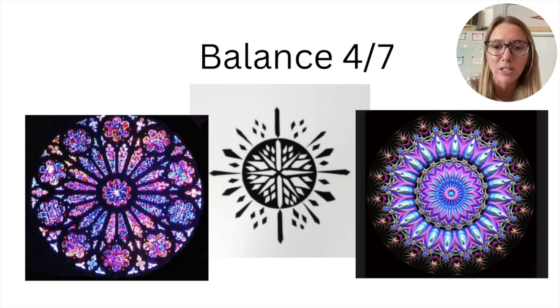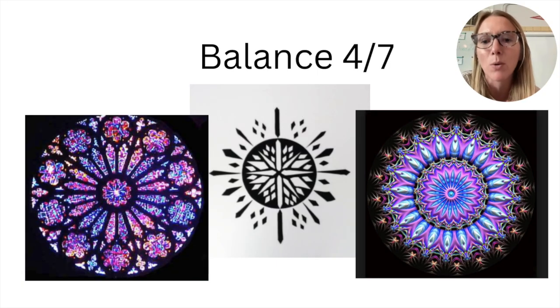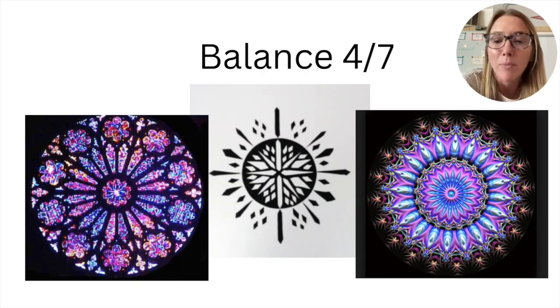Okay, then switching to radial symmetry. Radial symmetry is if I start in the middle and I go out a certain distance, that whole distance all the way around from the middle is going to be the same. So looking at the first image, that's the rosette window from Notre Dame.